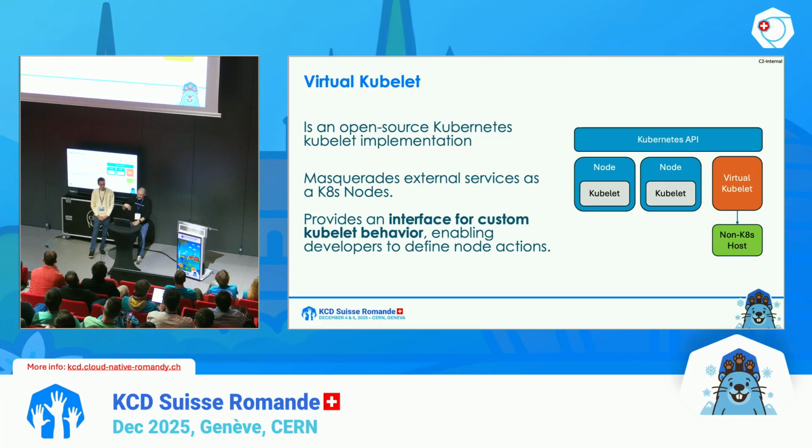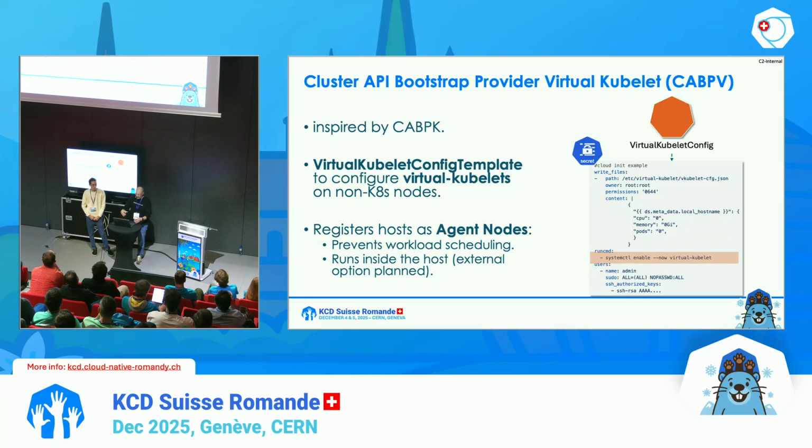So we can apply the same process for the non-Kubernetes host, where we use the Virtual Kubelet to show that our host is available inside Kubernetes. ClusterAPI can see that this is available, and it can reconcile its state. And of course, with the Virtual Kubelet, we need a way to install it on our servers.